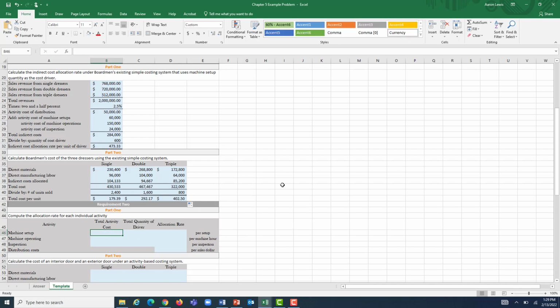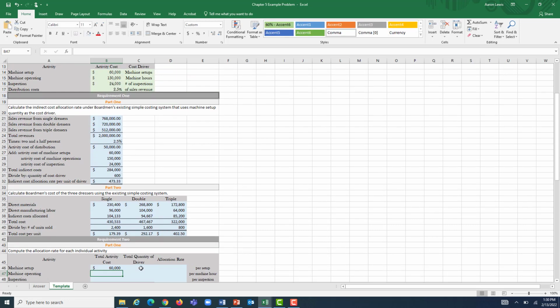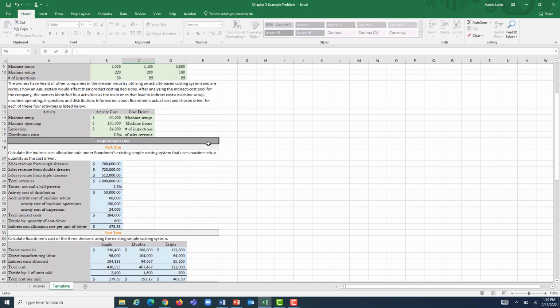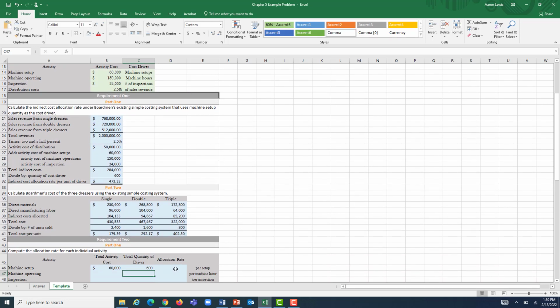What is our expected indirect costs for machine setups during the period? We started with that right in the beginning. It was $60,000. Our driver for machine setups is, it says per setup here, the number of setups. Well, how many setups are we going to have to do during the period in total? Well, if I hit equals here, and scroll back up to my information, 220 for the single, 200 for the double, and 180 for the triple. That is in total 600 setups.